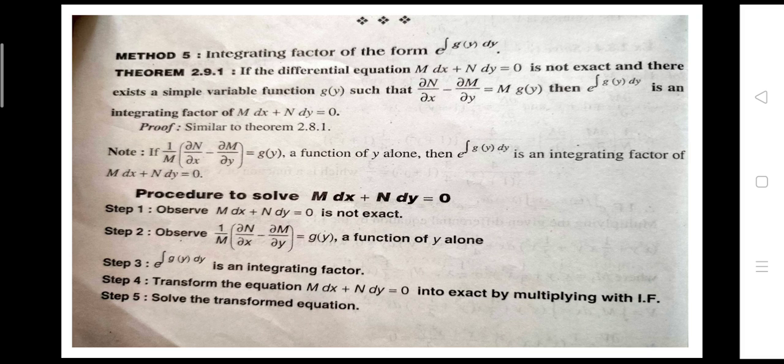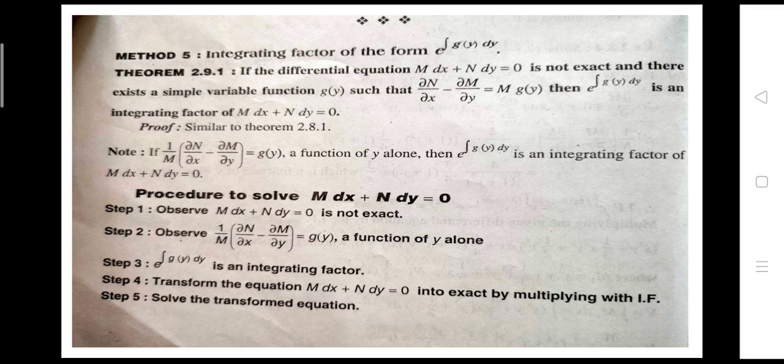Have you observed? Once again, we see the procedure to solve m dx plus n dy is equal to 0. Step 1 is observe m dx plus n dy is equal to 0 is not exact, and according to the previous method, observe 1 by m into dou n by dou x minus dou m by dou y. In the previous method m is greater than n, here in this method n is greater than m, and this is written as 1 by m into dou n by dou x minus dou m by dou y is equal to g of y, a function of y alone.